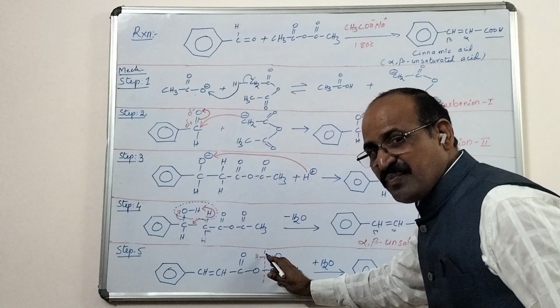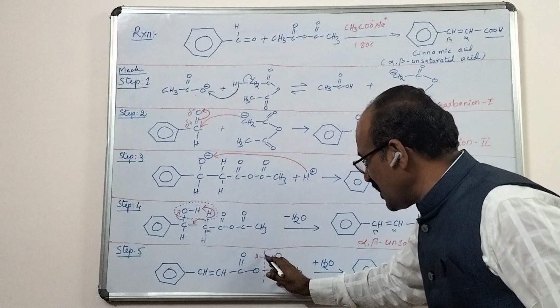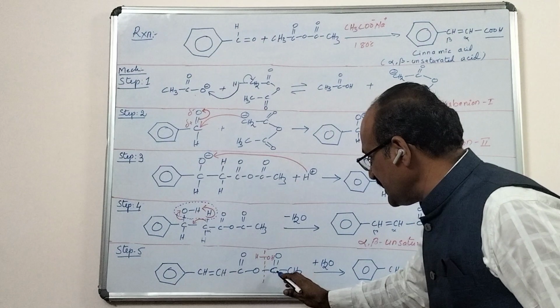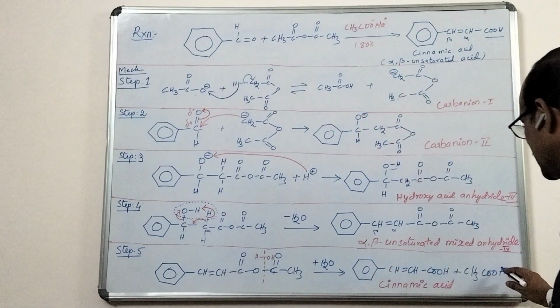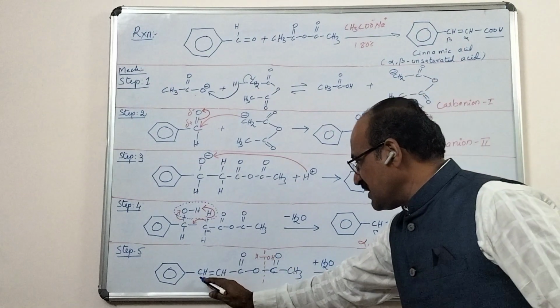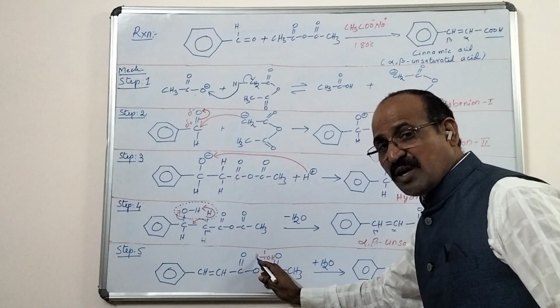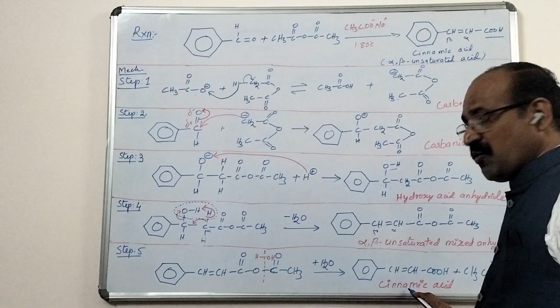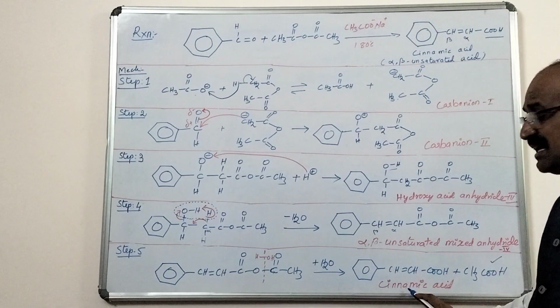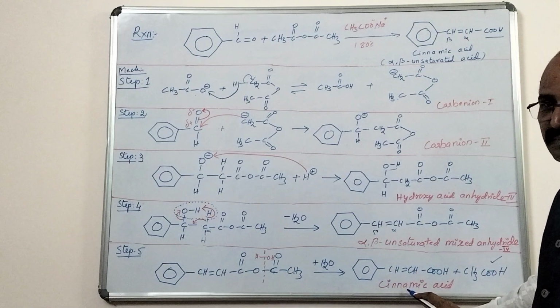OH will form a bond, and this bond will be broken, so that CH3COOH, acetic acid, will be formed, and here the C double bond O and the hydrogen of the water molecule will form the final product, that is called cinnamic acid.